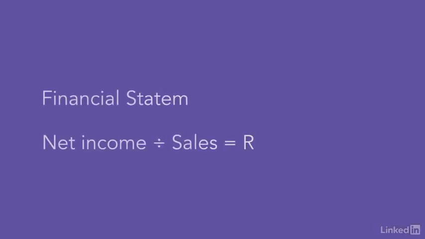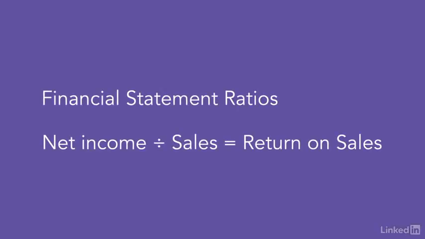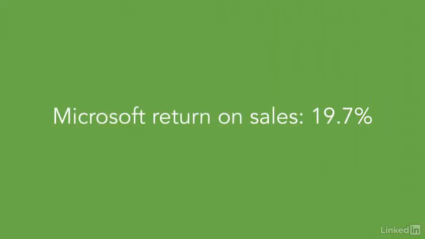Relationships between financial statement amounts are called financial statement ratios. Net income divided by sales, for example, is a financial statement ratio called return on sales, which tells you how many pennies of profit a company makes on each dollar of sales. The return on sales for Microsoft is 19.7%, meaning that Microsoft makes approximately 20 cents worth of profit for every dollar of product or service sold.